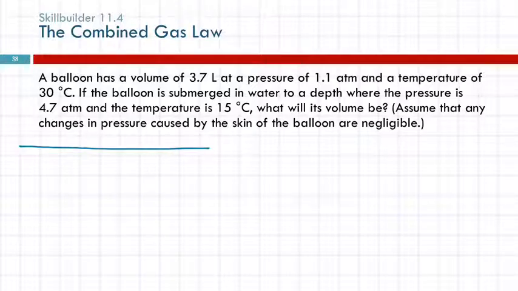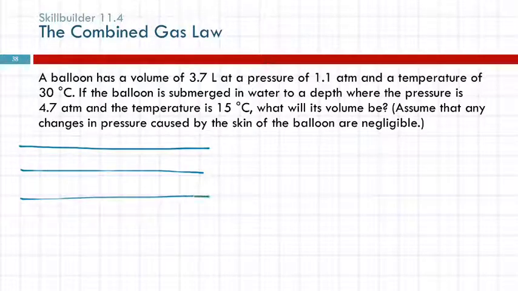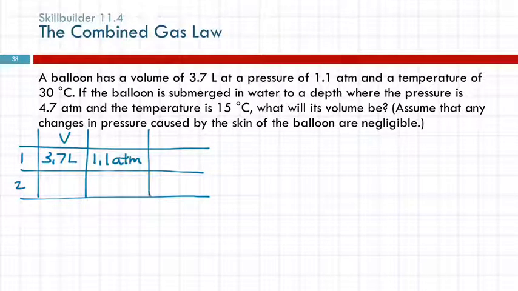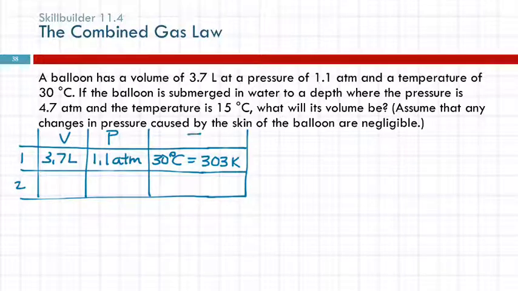So again, make a table. Row 1, row 2. First number, 3.7 liters. That's a volume, so I'm going to label the column. The next number, 1.1 atmospheres. That's pressure, so I'll label the column pressure. 30 degrees Celsius. What do we have to do? Convert to Kelvin. So that's going to be 303 Kelvin. That's the temperature.